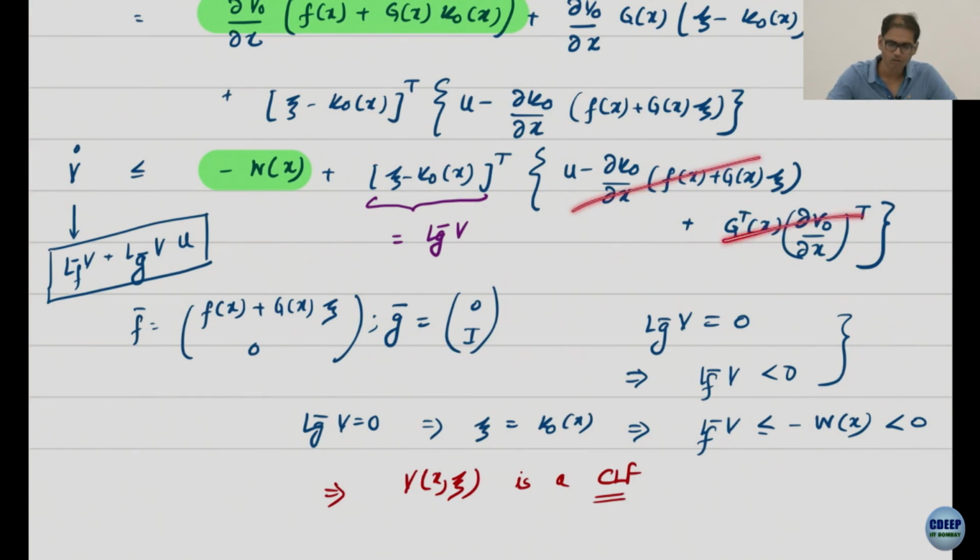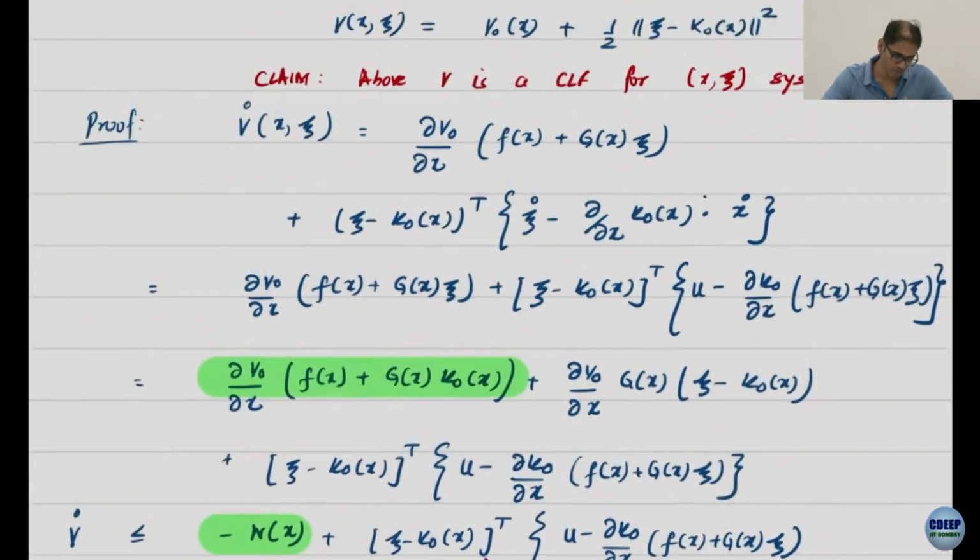Great, making it 0 is a good idea, but we need something more. So the first step is to cancel this. Good. Now add something more to the control. What else? You can get motivation from the expression of V itself.